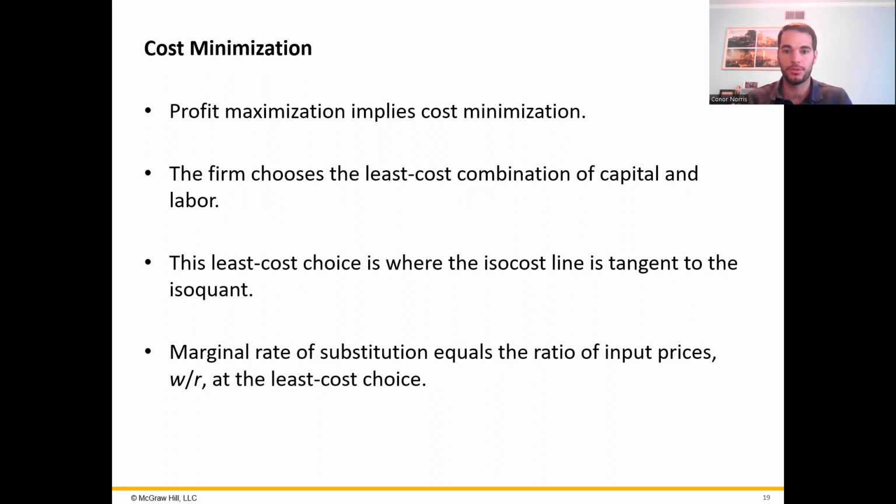Graphically, the choice with the lowest cost is where the isocost line is tangent to the isoquant. At the least cost point, the rate at which the firm is willing to substitute labor for capital, the marginal rate of technical substitution, is exactly equal to the rate at which they can substitute labor for capital based on their budget. This balance is what ensures costs are minimized.